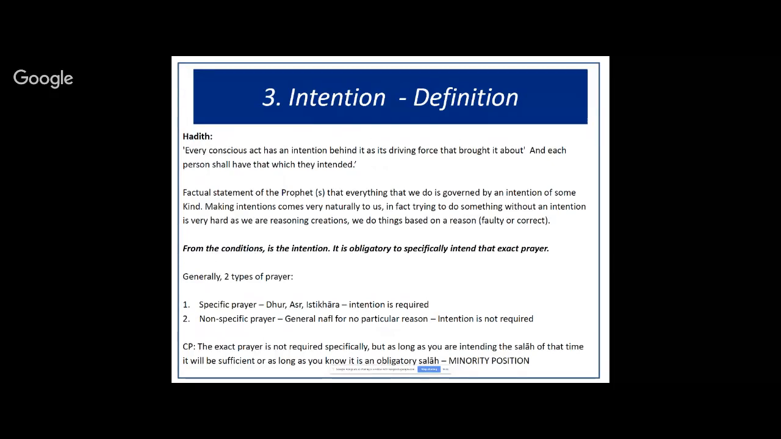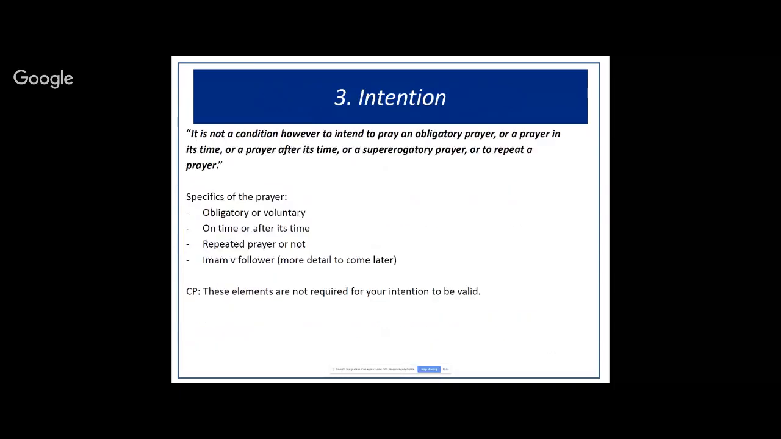The majority position is that you do the specific prayer, but because we're studying these opinions, we know the detail behind these. We say that as long as you know it's the time of the prayer of that time, or that the salah you're doing is obligatory for that time, this is sufficient for the intention to be valid. It is not a condition, however, to intend the prayer to be an obligatory prayer, a prayer in its time, a prayer after its time, a supererogatory prayer, or to repeat the prayer.